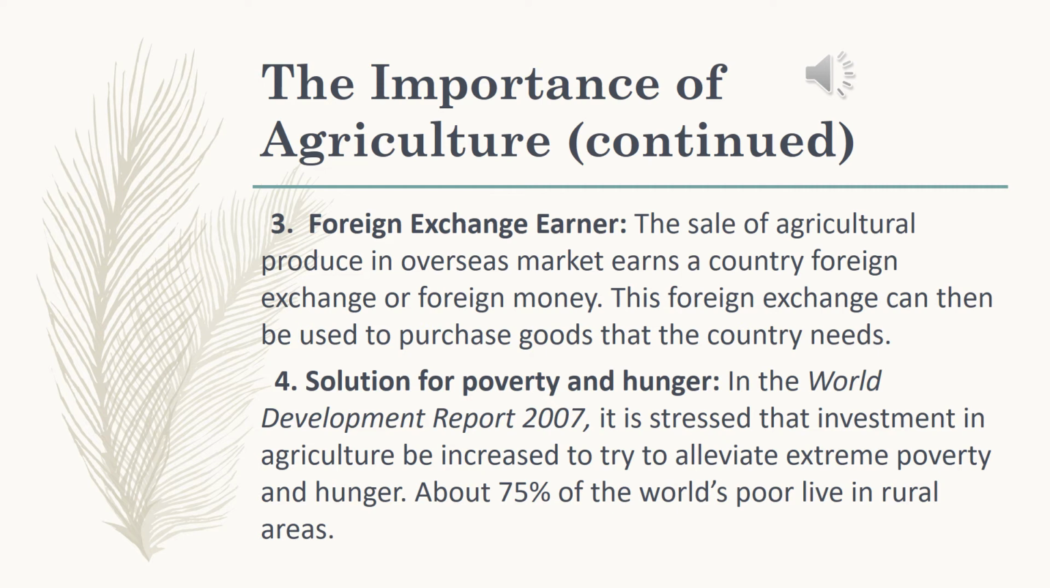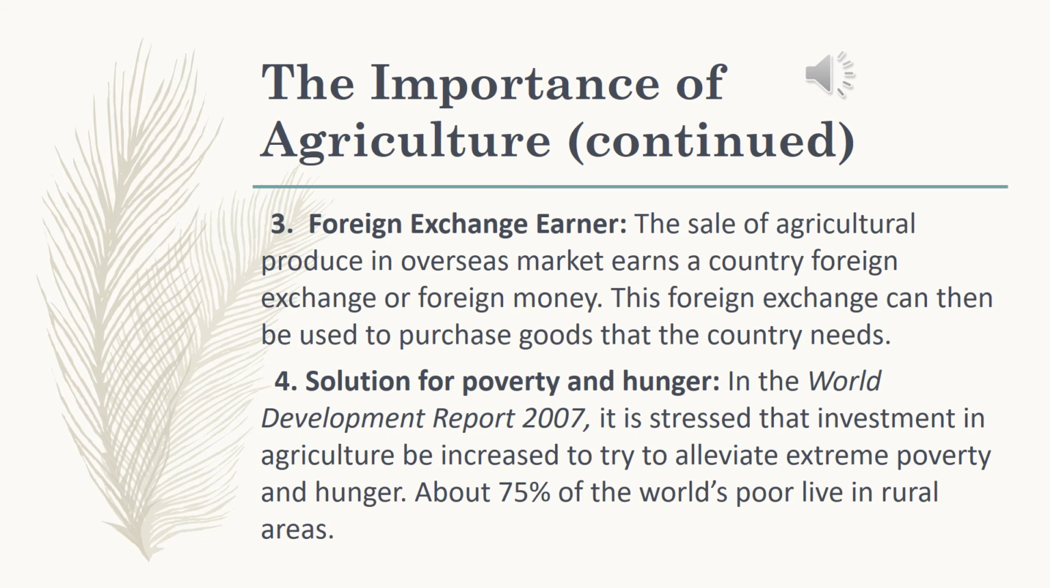Number 3. Foreign exchange earner. The sale of agriculture produce in overseas market earns a country foreign exchange or foreign money. This foreign exchange can then be used to purchase goods that the country needs but are not produced locally. Pakistan, for example, sells cotton to the countries in the European Union and earns euros in exchange. The euros are then used to buy machinery that is produced in the European Union but not in Pakistan.